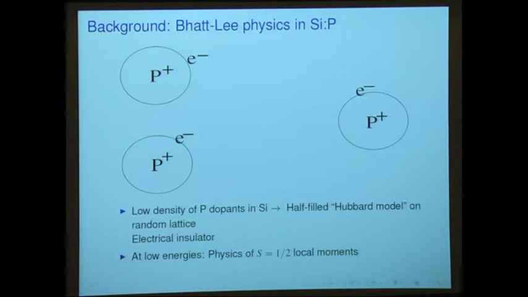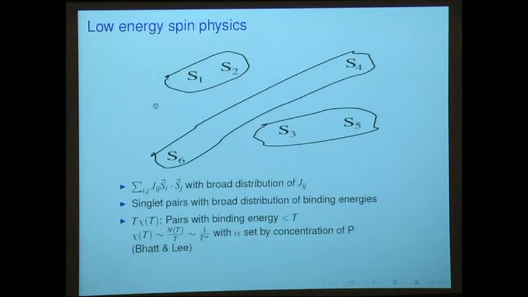And indeed, at very low densities, experimentally, this is a good electrical insulator. And all the low energy physics is then the physics of these spin half moments. So that's the sort of starting picture. And then, of course, although the electrons can't tunnel in real terms from one atom to the other, they can make virtual hops to a neighboring atom and come back. And that mediates a spin exchange interaction, which is antiferromagnetic, but with a very broad distribution of coupling constants. So all the J_ij are positive, but they range in energies over a very broad range.